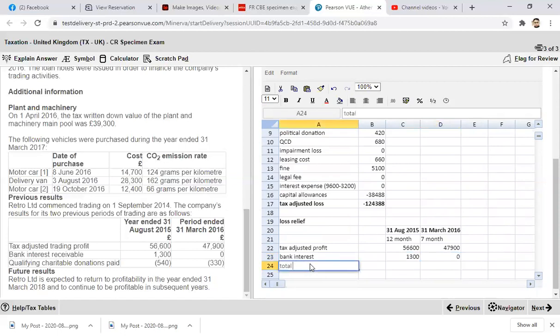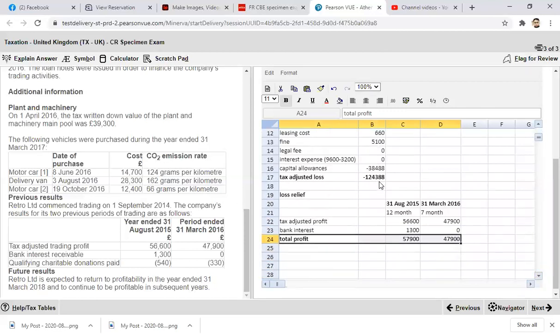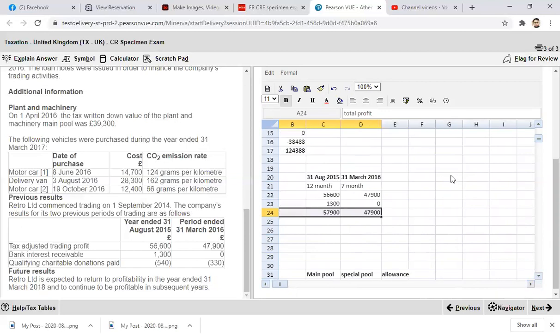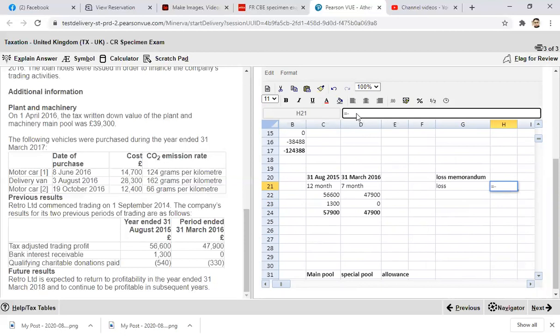So total profit, here we have plus, this is the total profit. Now the current year is a loss, that is 124,388, and we have to show the working here. So a loss memorandum, let me just put a loss memorandum here. The loss memorandum, so loss is this one. This is the loss. Now we can offset it from here.